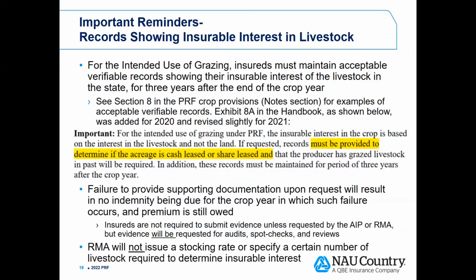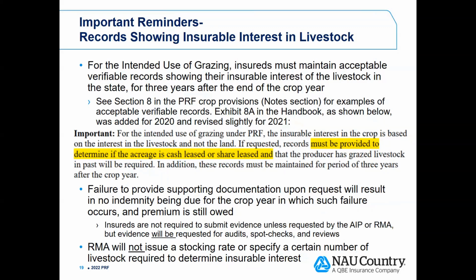Important reminders: records show an insurable interest in the livestock. We know that this change came about. For grazing, the ownership of the ground doesn't necessarily matter. You have to have control of the ground, but how much you can insure is based on your share in the livestock. Every time I think about this, I think livestock means cattle. That's not necessarily true. It says livestock. It can be goat, sheep, any livestock. Bessie the milk cow will qualify.